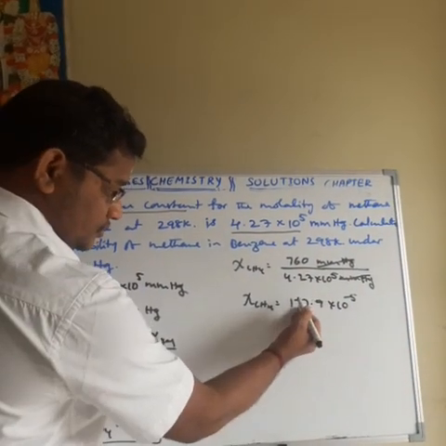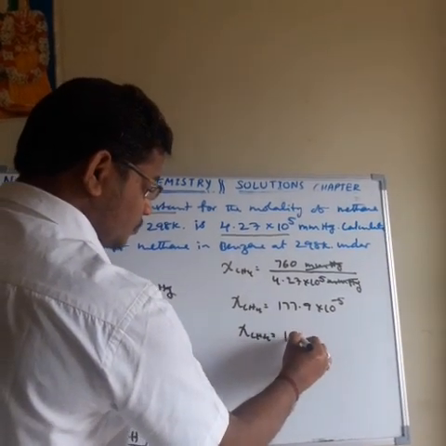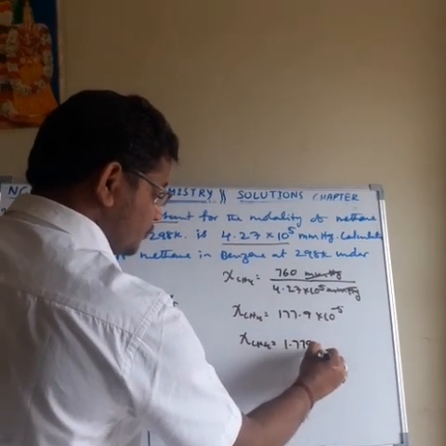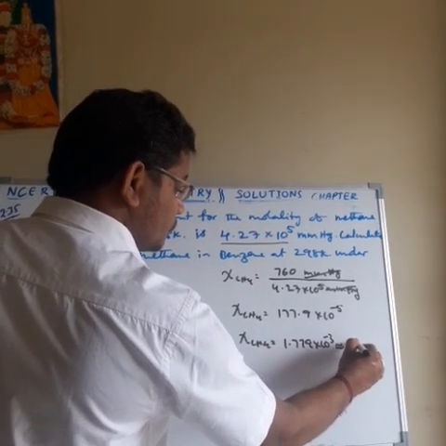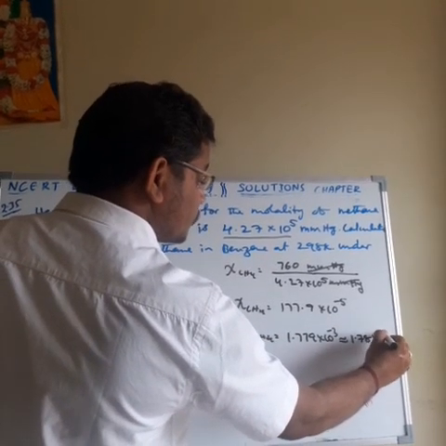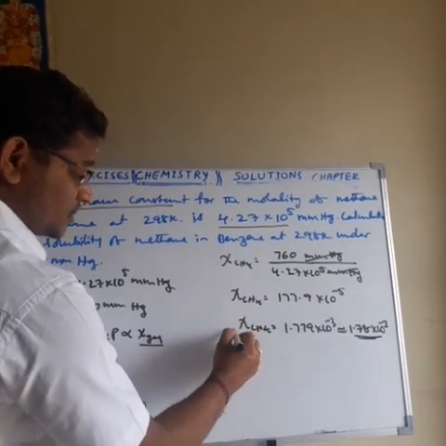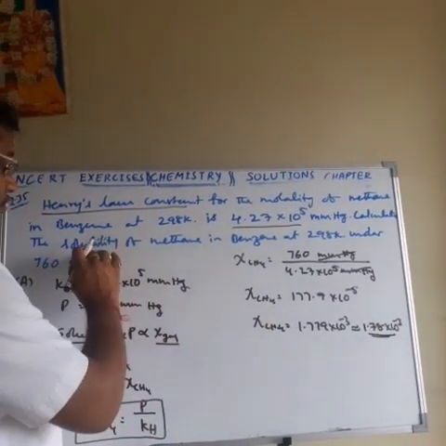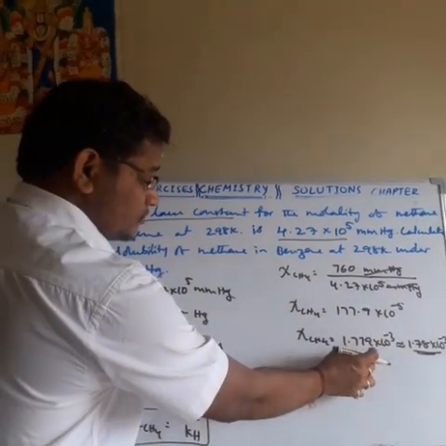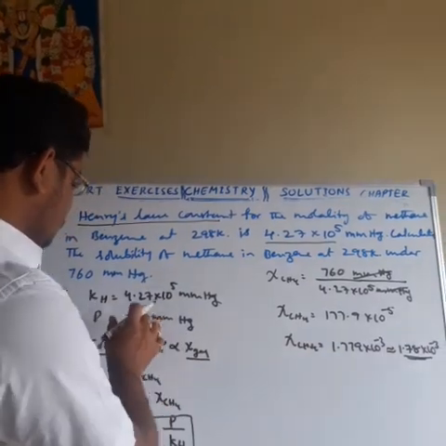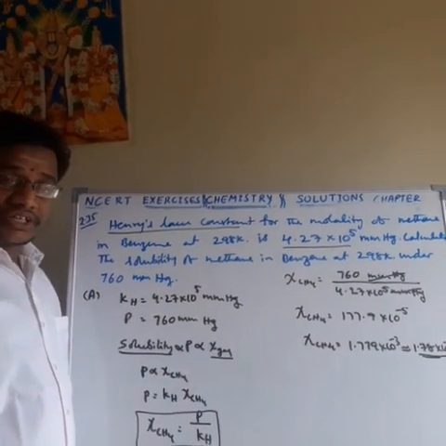The decimal point changes here by 2 digits. The mole fraction of methane gas is equal to 1.779 into 10 power minus 3, or 1.78 into 10 power minus 3. So this is the mole fraction of methane. The mole fraction of the methane is equal to the solubility. So this much amount of the methane gas is soluble in this liquid. That is about question 34.